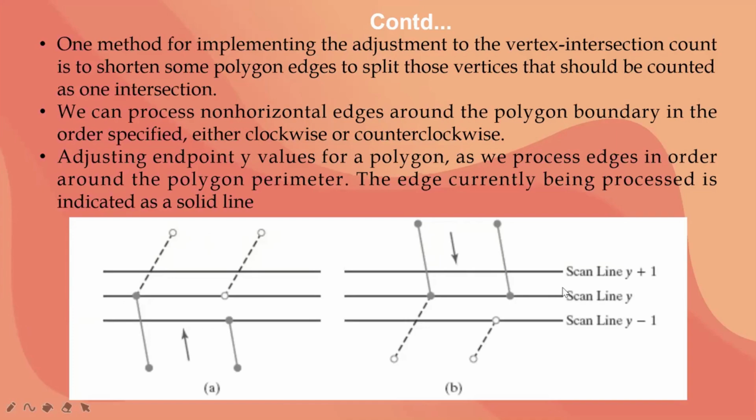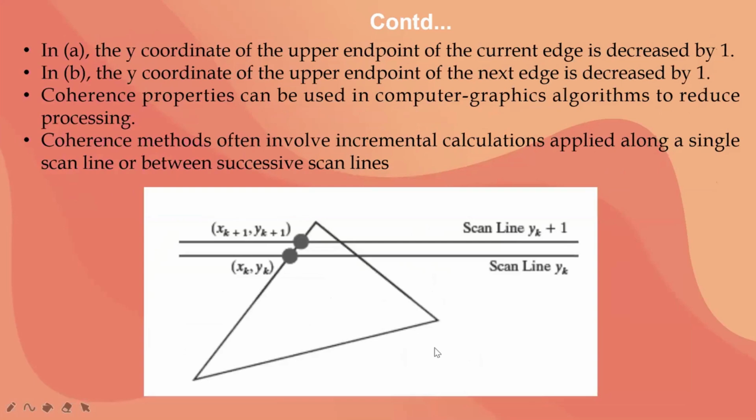Okay, so here you have to adjust all the endpoint Y values whenever you are going to process your edges, like on your polygon perimeters. At that time you have to find out how the edge is currently being processed, how it's going to indicate your solid lines, because we should consider only the solid lines. We should not consider the dotted lines. So this is also one more example.